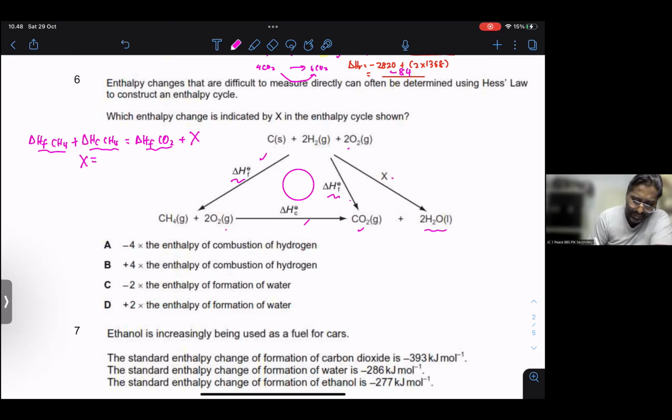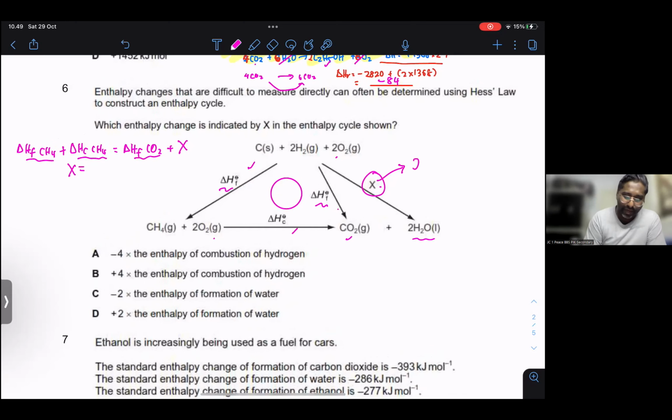But in this case, they ask you what is X only. So they don't want you to find the relationship of this. So what is X only? I think this is easier. Don't overthink about this question. So what is X? X is 2 times enthalpy change of formation of water, and it's not going to be negative because you're forming water. The arrow is showing towards water. So if you look over here, 2 times enthalpy change. So this is a very easy question actually. I was thinking they are asking for the relationship. So the answer is going to be D.